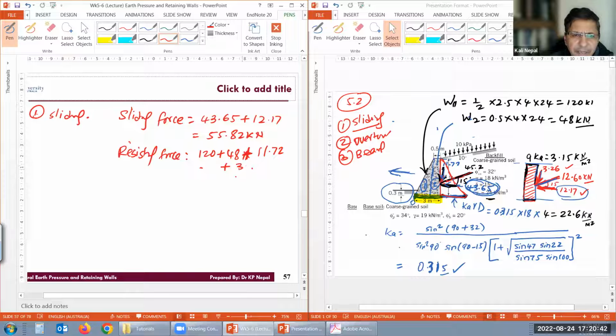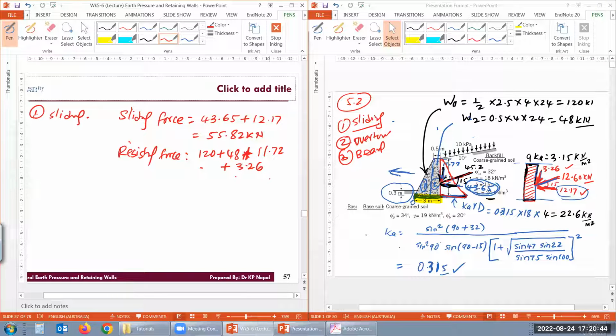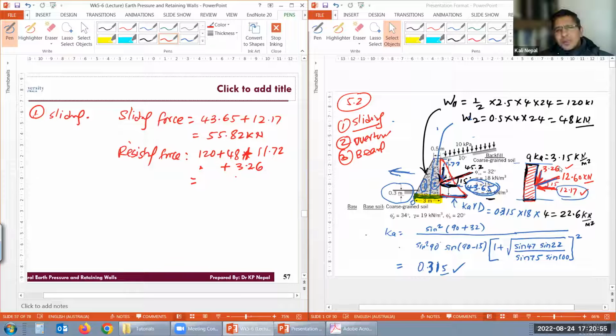3.26. Yeah. Is there any other vertical force? No. The surcharge is outside the wall, right? We already calculated the pressure here. If it is within the part of the wall, we need to do it like yesterday. But this is outside of that. Only the backfill is considered here. All right, good. So can you add them together?